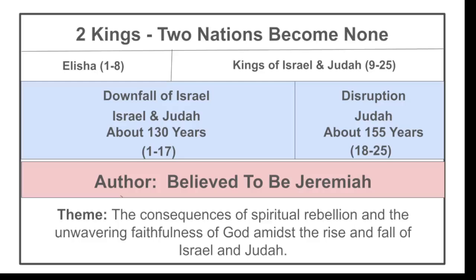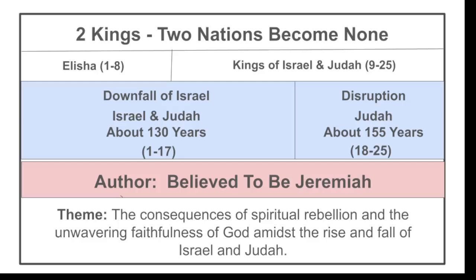All right? And to be very honest with you, even some of these good kings kind of slipped into sin in the latter part of their life. The author of 2 Kings is believed to be Jeremiah, among several others. And the basic theme is the consequence of spiritual rebellion and the unwavering faithfulness of God amidst the rise and fall of Israel and Judah. The big picture is the exile of both the kingdom of Israel and the kingdom of Judah.